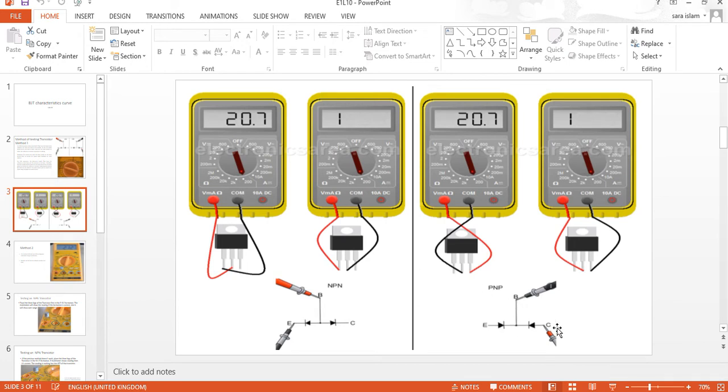What was it in this scenario? From your collector to base your current flows, so it's the flipped, opposite direction. So what will happen in this case?